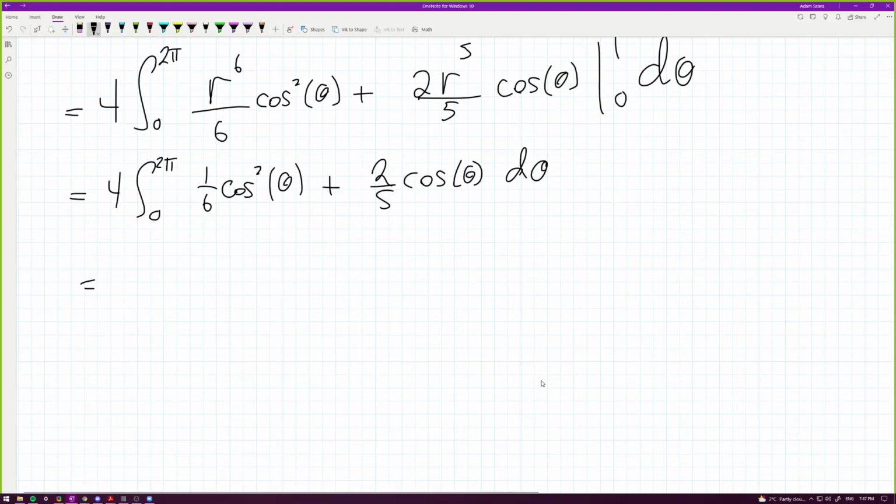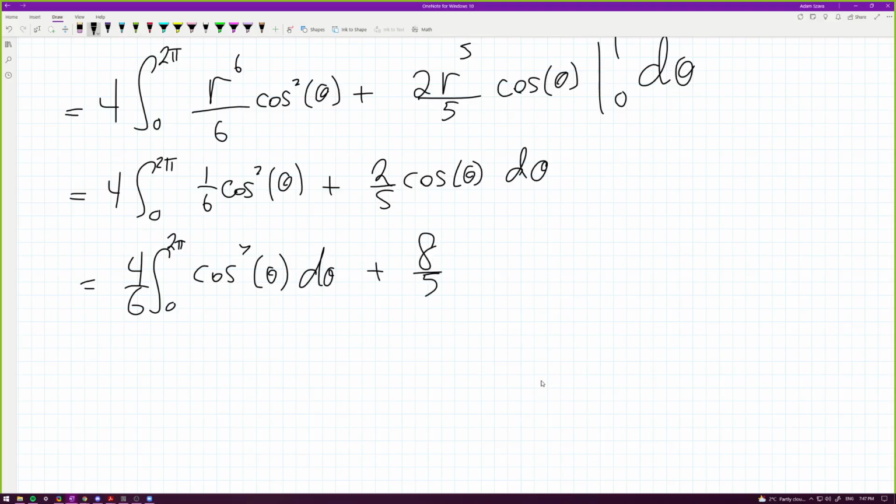Okay, and I'll break this up into 2 integrals, right? So 4 over 6 integral 0 to 2 pi of cos squared theta d theta, right? Plus 8 over 5. Importantly, you got to multiply the 4 in there. Integral 0 to 2 pi of cos theta d theta.